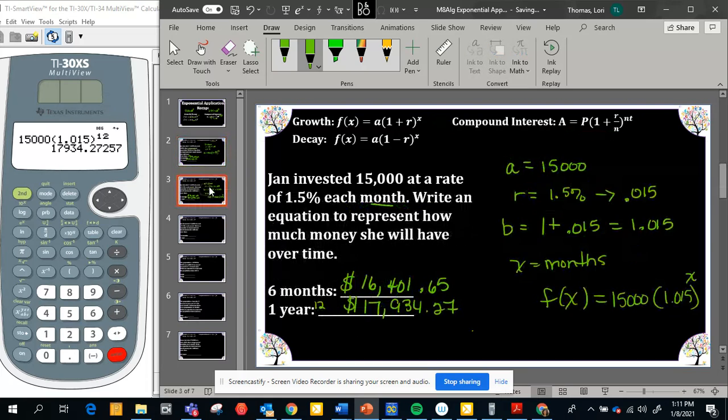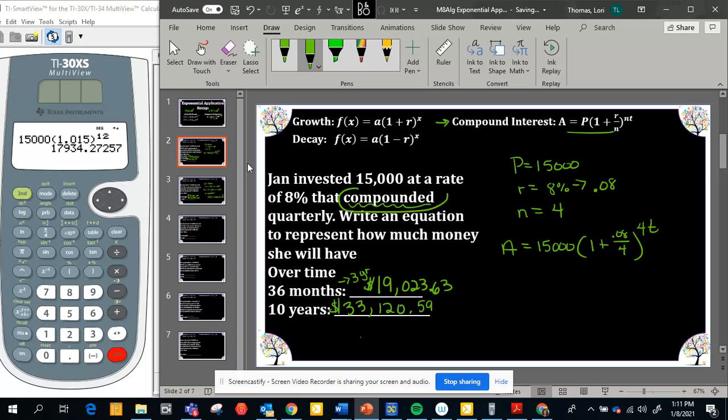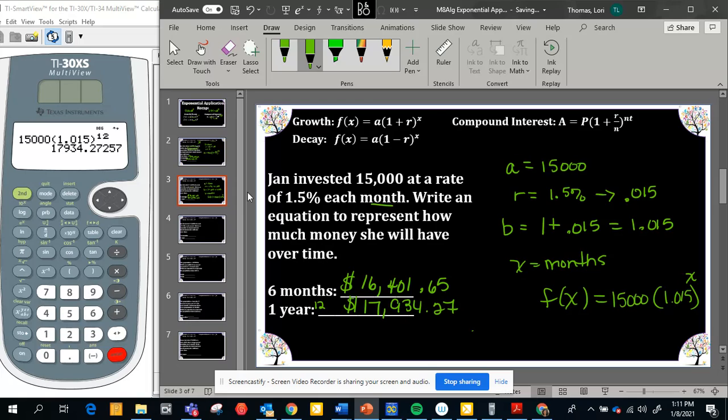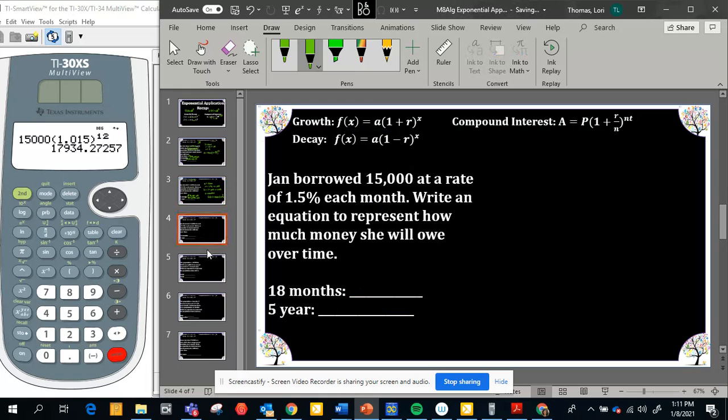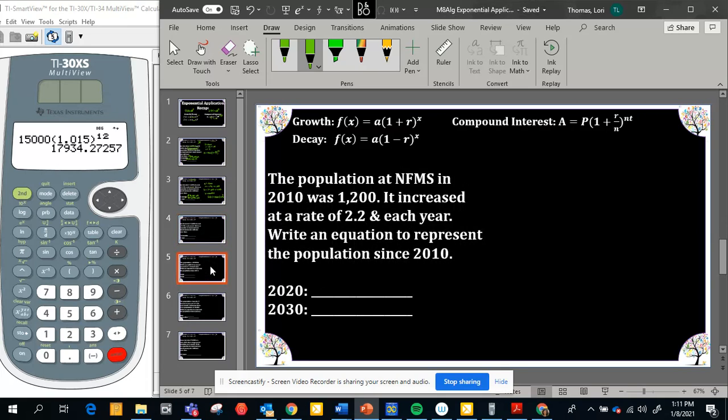So that's the difference between these two types. They're very similar, but this had the word compounded, so it told me to use this formula. This one did not. And when you invest and you earn interest, your money's going to increase, so we had to use the growth equation. Okay, so this time, let's just go to this next one.